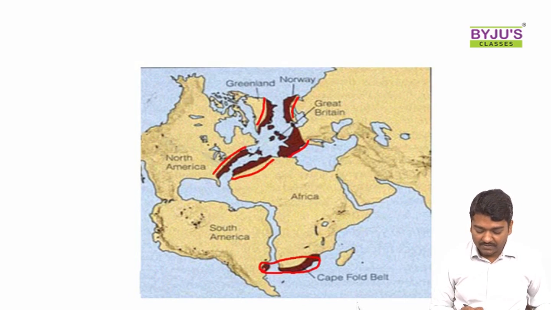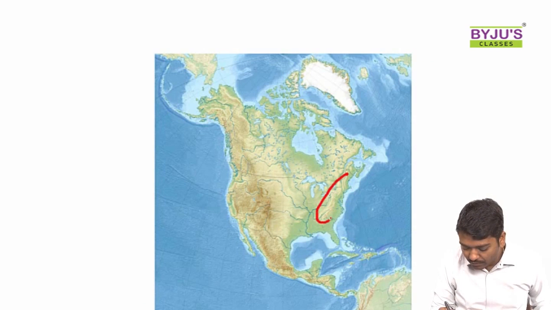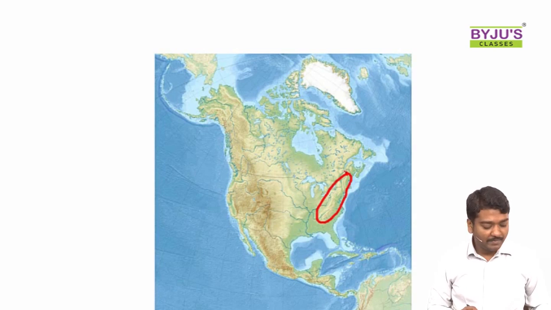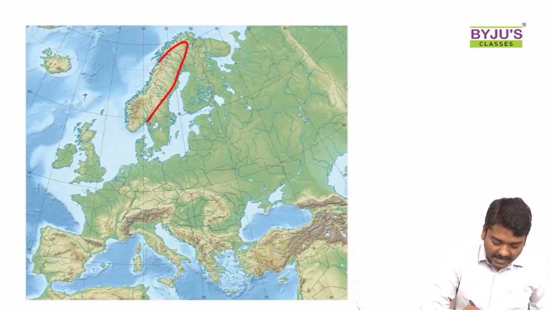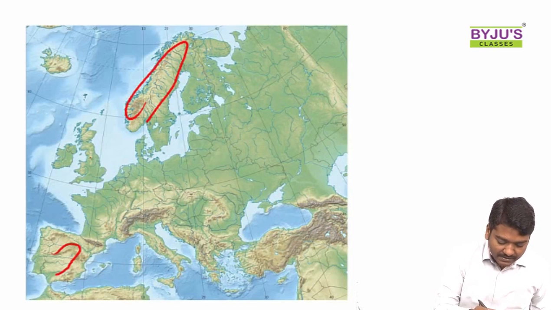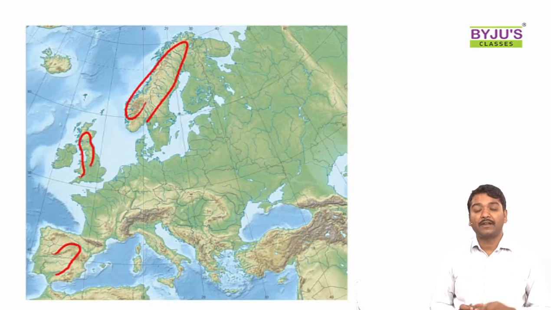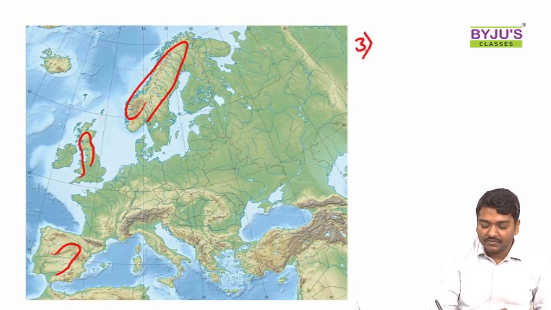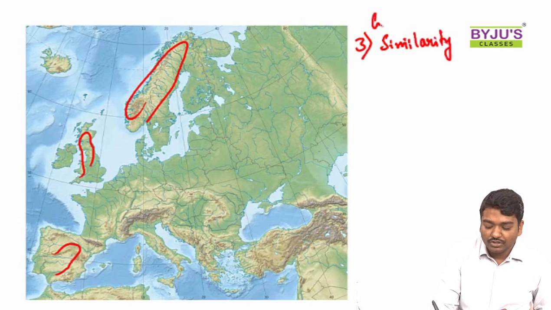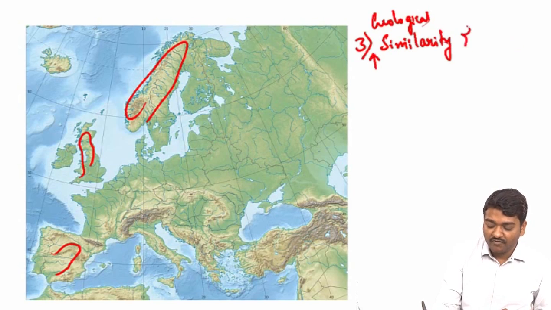So if you see the pics which are there, the Appalachian Mountains of North America and the Scandinavian mountains or the mountains present here, the British Isles and all, they were all formed at the same time. So he told that first the mountains were formed and then there were ruptures and then it started moving. So the third evidence which he showed was similarity, or you can call it geological similarity of mountains.